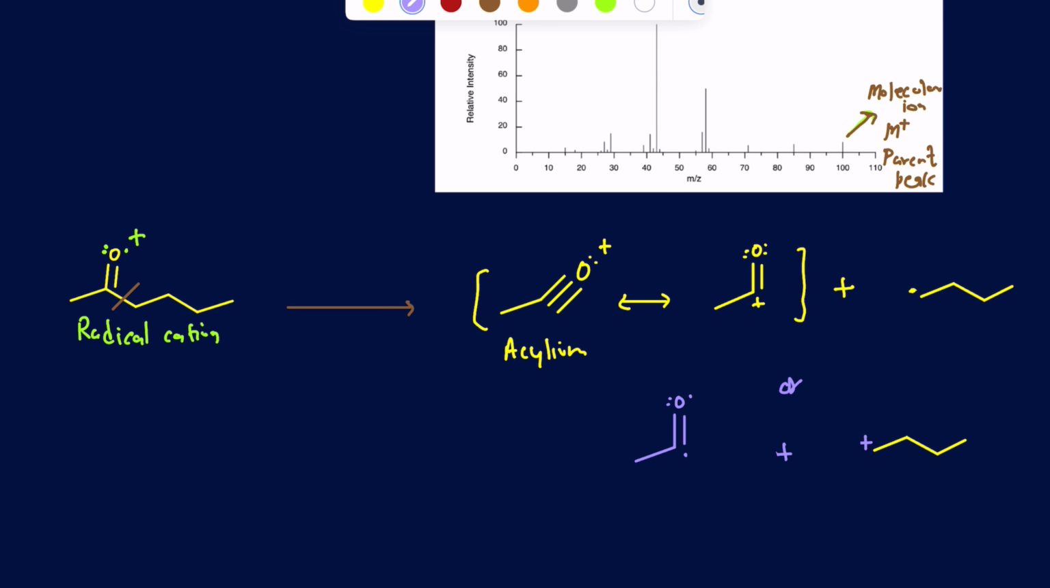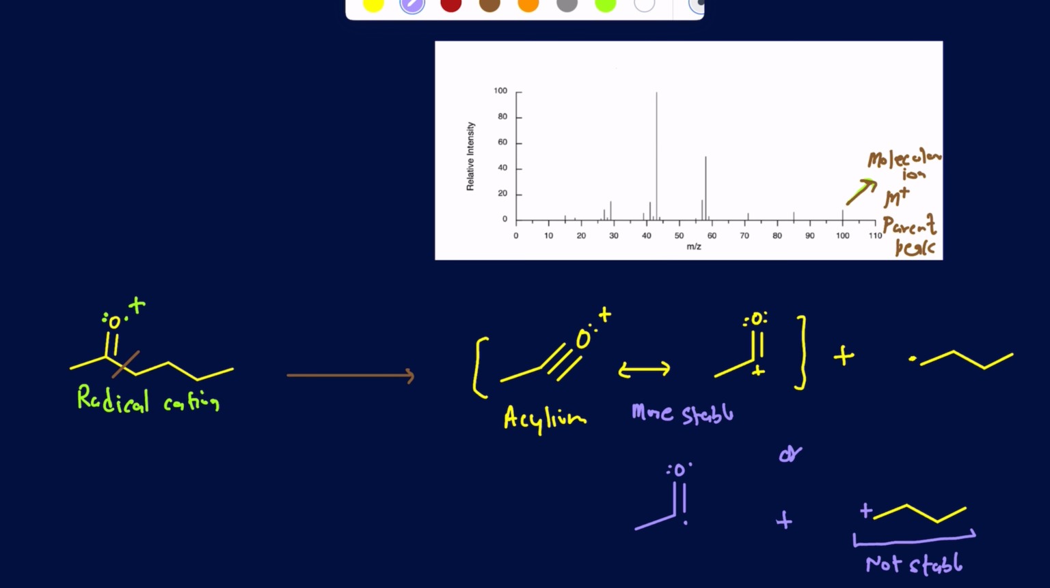The problem with this is that the carbocation you just created is not going to be stable compared to the carbocation that you created up there. So this is going to be the more stable carbocation. As a result, you would be more likely to see that in the spectrum.